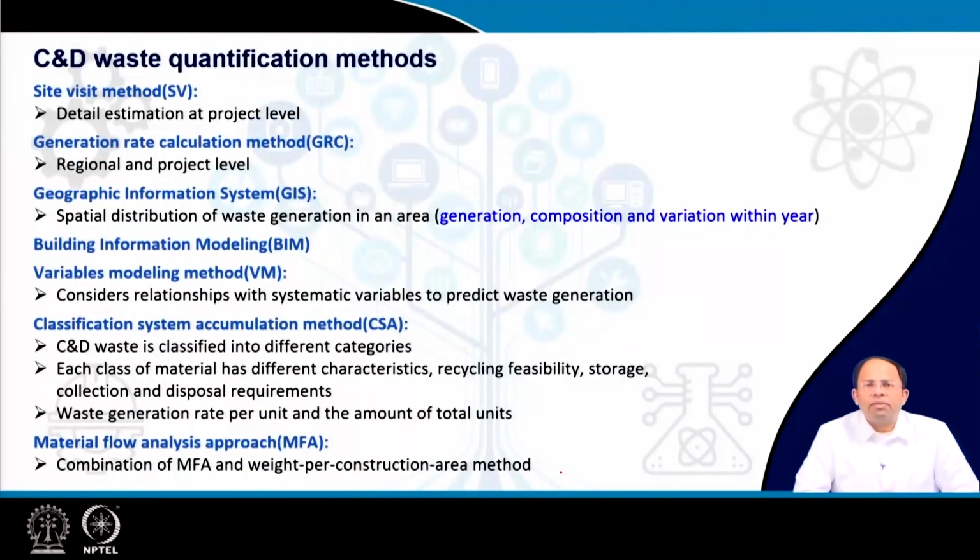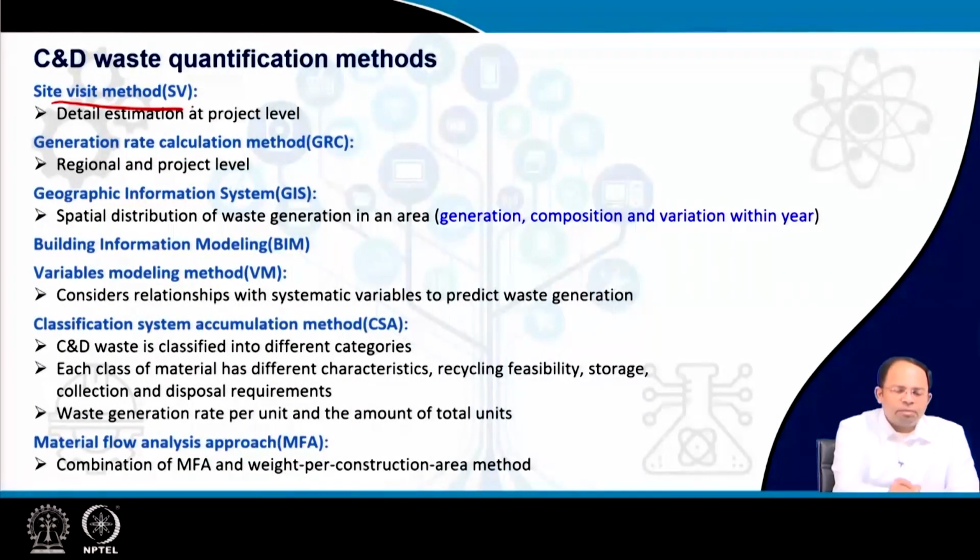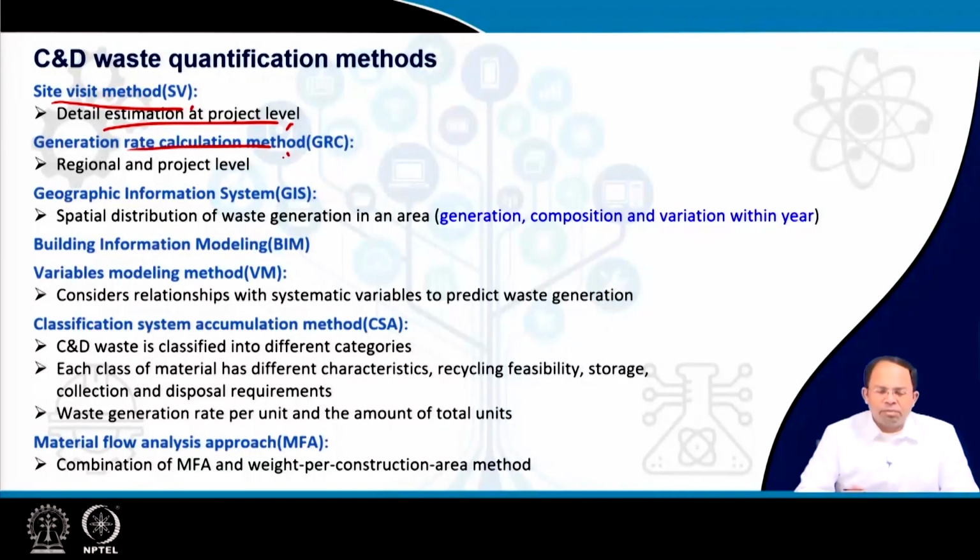Now, how do we quantify this waste? So, first is the detailed site visit method. That means we go to the site and measure the amount of waste that is being generated. So, this is detailed estimation at the project level. And then the generation rate calculation method. So, we have already given you certain rates. We multiply the area by the rate, and from there we can derive the total quantity or volume of waste.